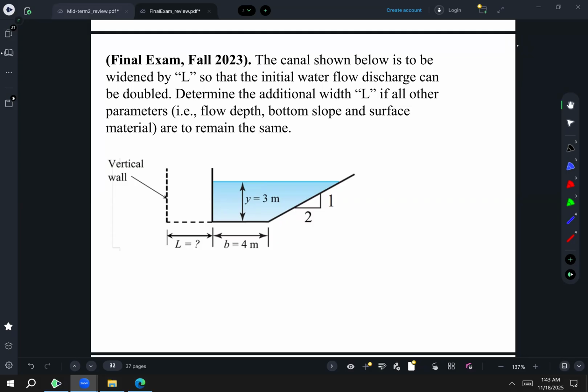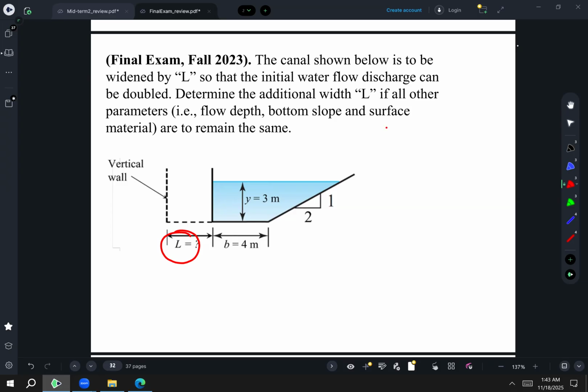So here we have two conditions. We have an initial condition and we have a final condition. In the final condition, the flow discharge is double. What we are doing here is increasing this channel by a length L, and when we do that, the flow discharge is going to double.